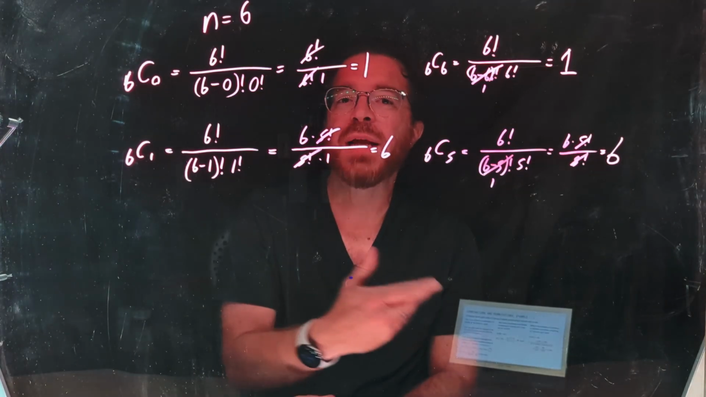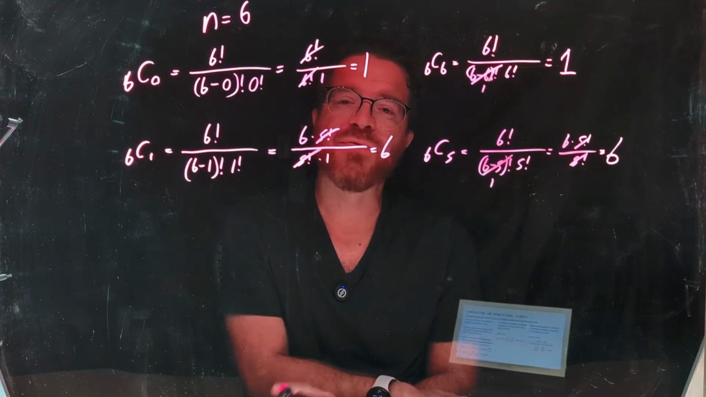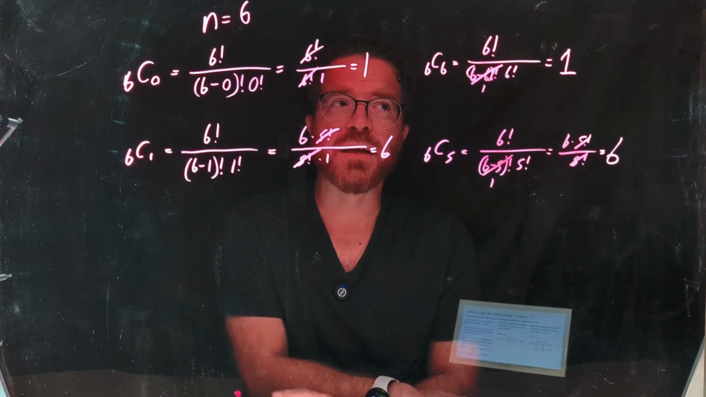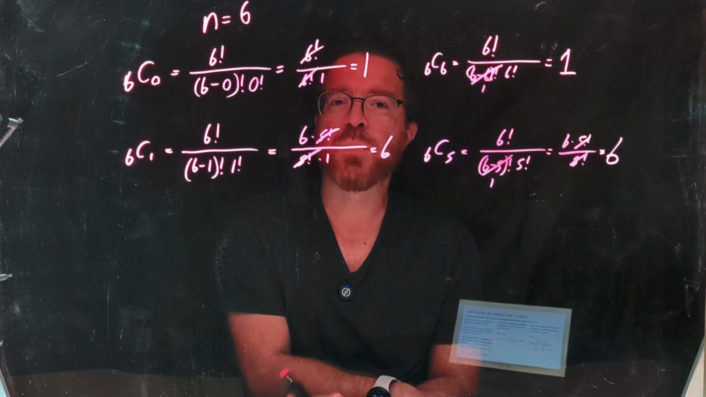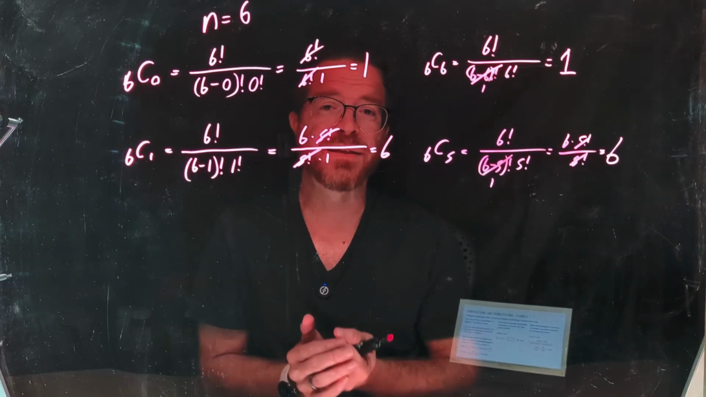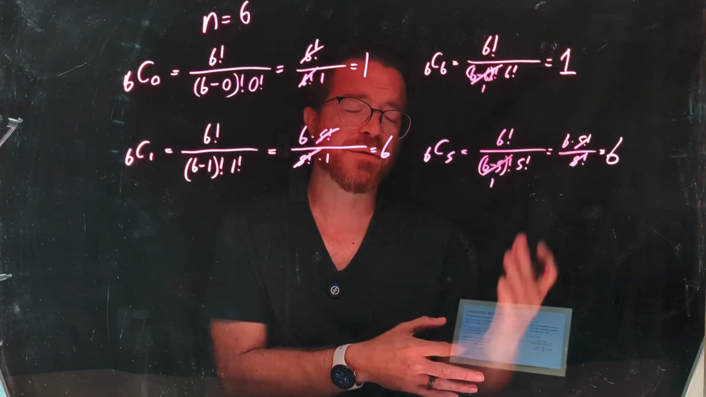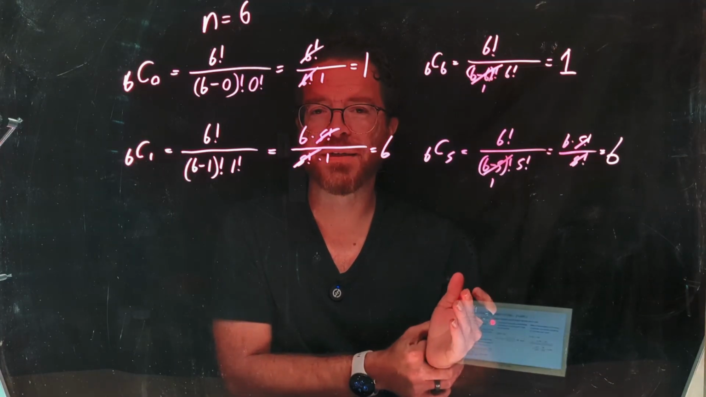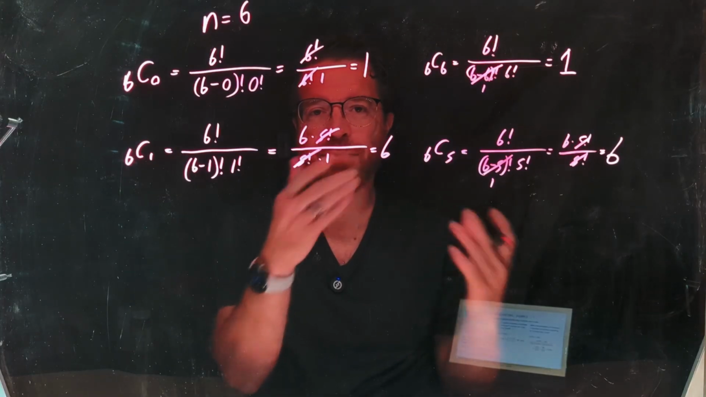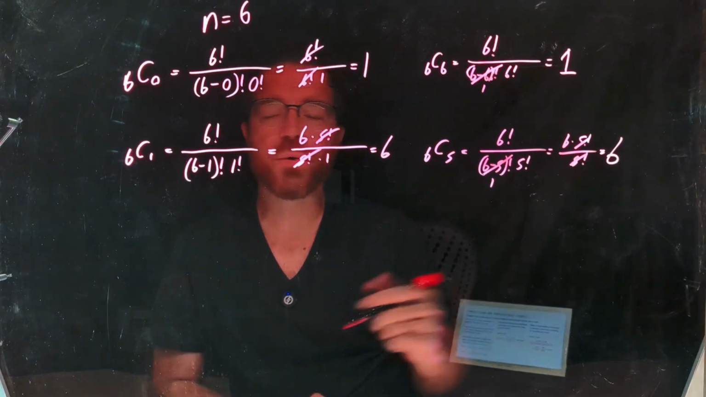Well, you could kind of reframe this question as, if I'm selecting 5 of the 6 objects, then how many ways could I not select one of them, right? I could not select the first object, or I could not select the second, or the third, or fourth, fifth, or sixth. So you'll notice they're actually kind of the same problem. And this pattern holds true.